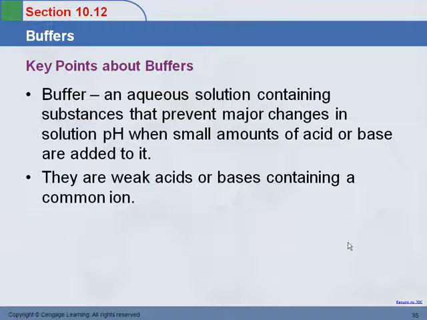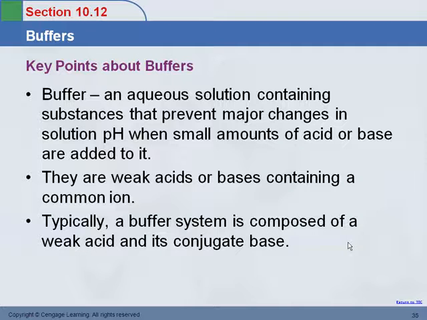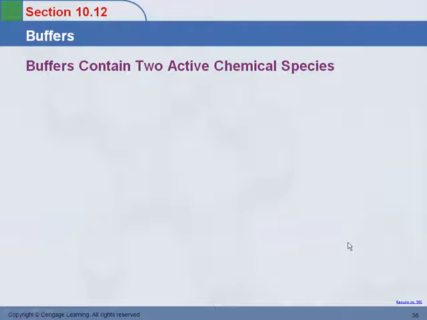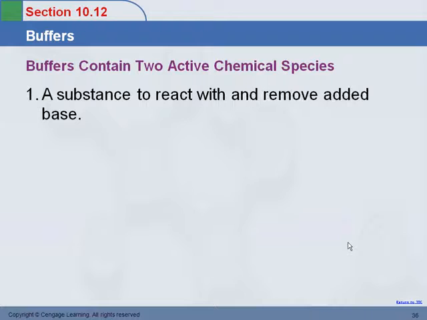So what are buffers? They are a weak acid and its conjugate base, or a weak base and its conjugate acid. And when it says here containing a common ion, it's referring to that conjugate part. So typically it's a weak acid and its conjugate base, or like I said, a weak base and its conjugate acid. They've got two active chemical species.